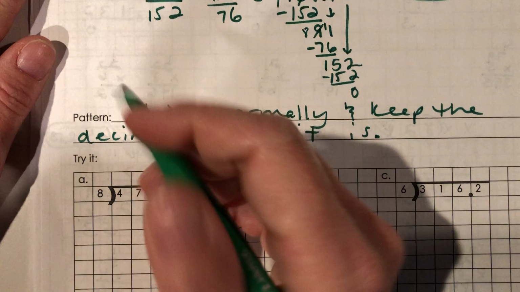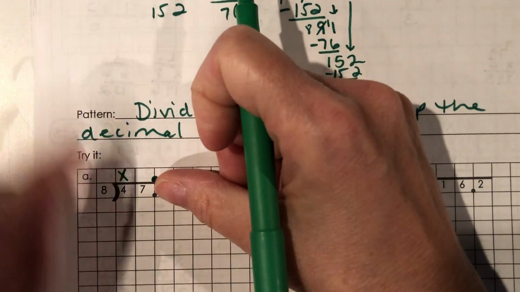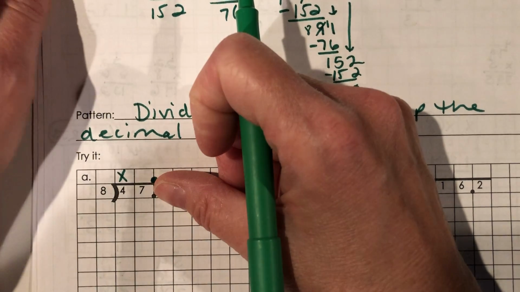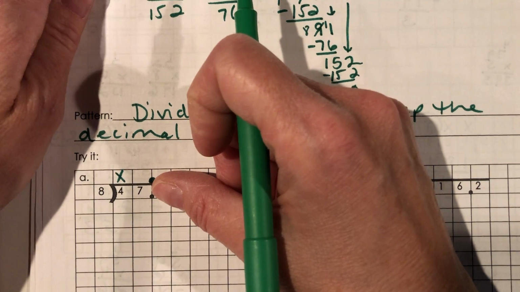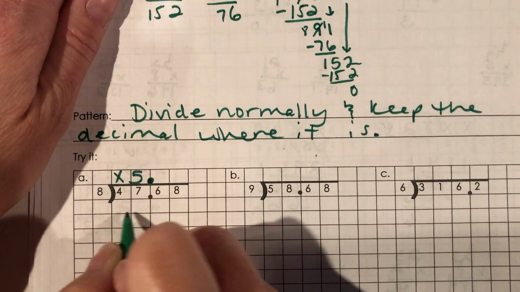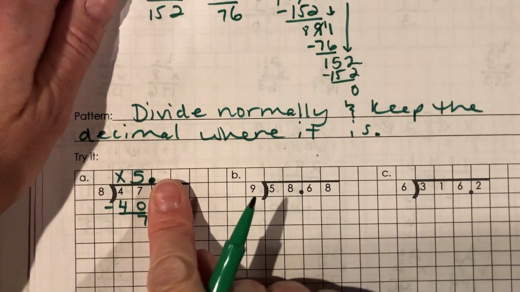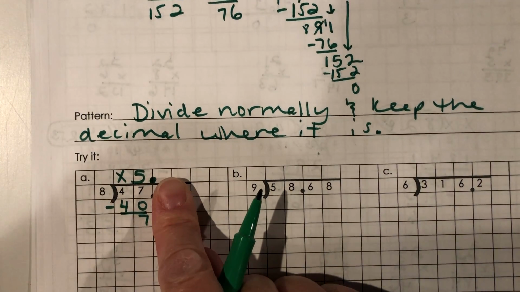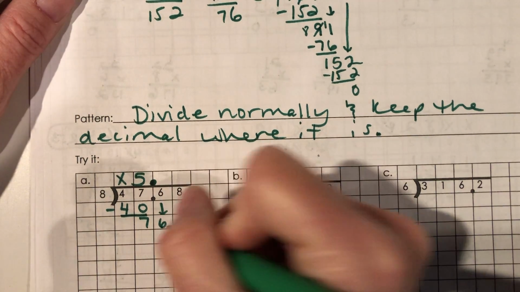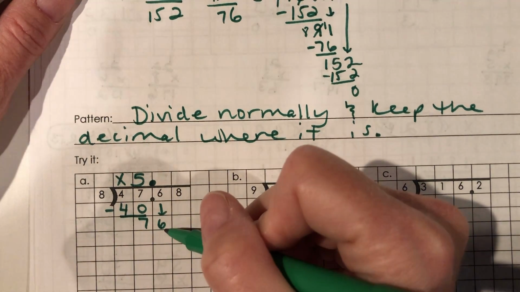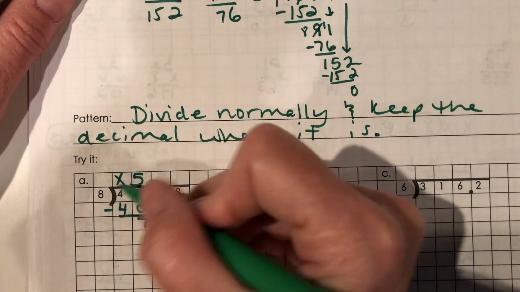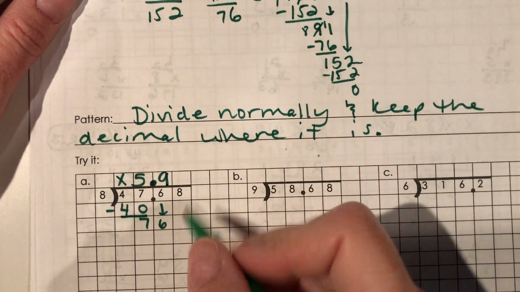8 will not go into 4. This is like what we did yesterday. 8 will go into 47, and 8 times 5 will get me closest to 47. 8 times 5 is 40. And there are 7 left over. So I know I picked right because 7 is less than 8. Now I need to drop down my 6 and ask myself 8 times what gets me closest to 76? Well, 8 times 9 is 72.